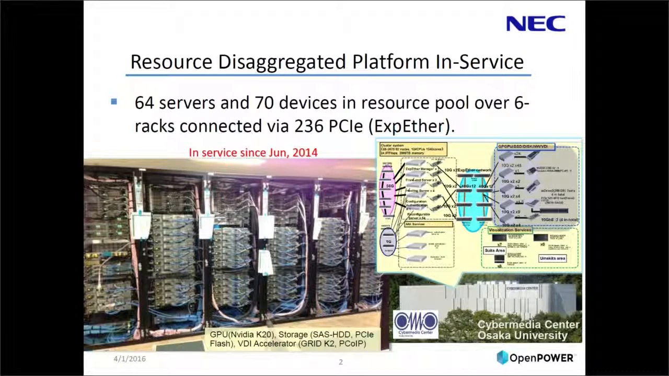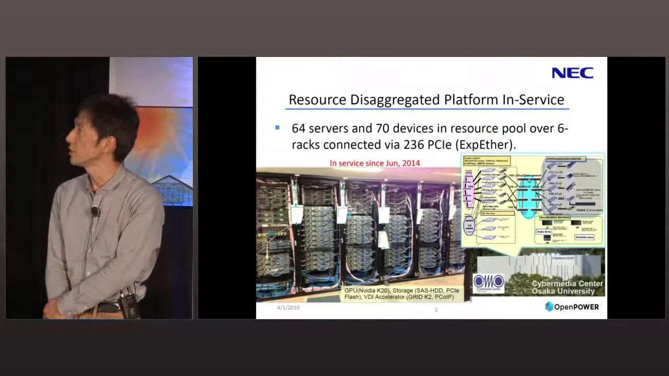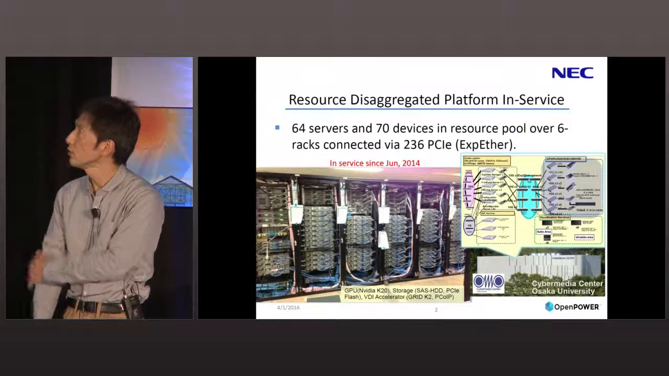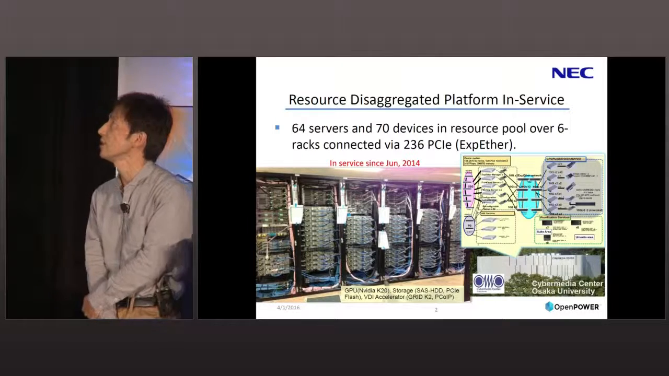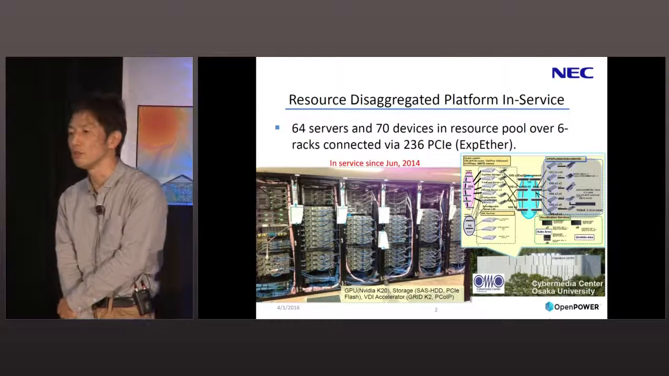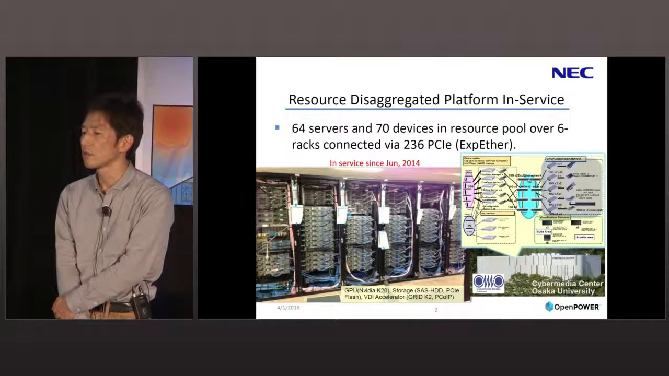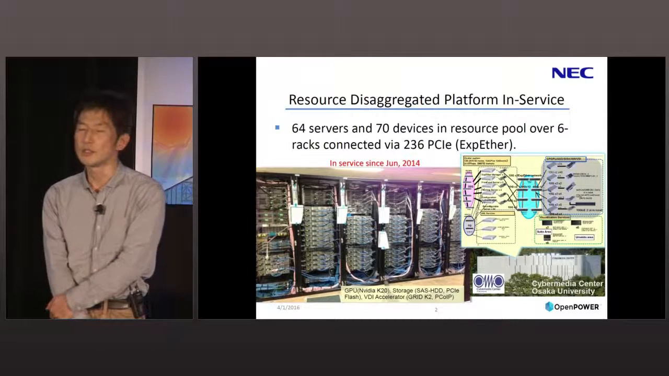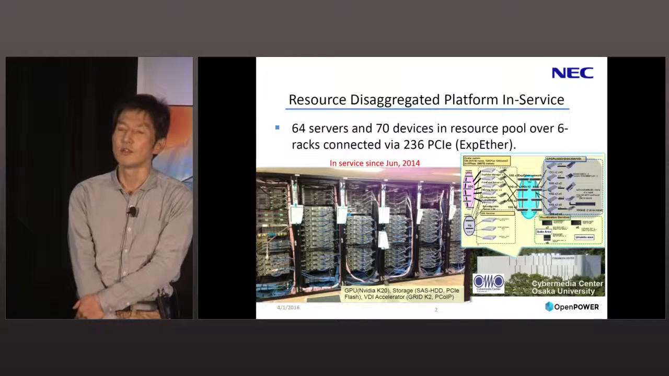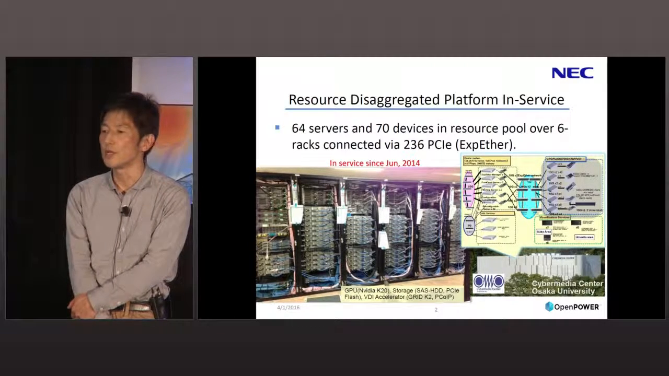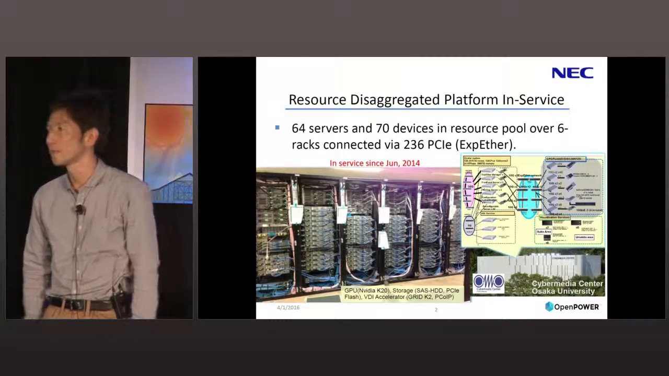It has been in service as one of the high-performance computing systems of the Cybermedia Center at Osaka University. It consists of 64 servers and 70 devices in a resource pool over 6 racks. And it provides computing power, GPU computing power, to the researchers and students at Osaka University, as well as other universities in Japan.